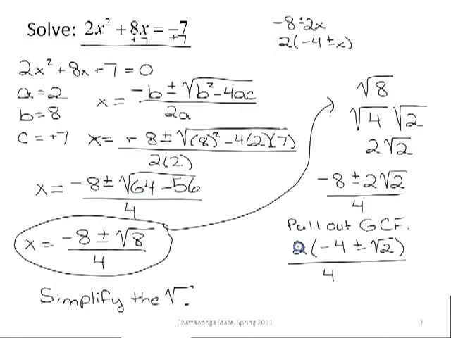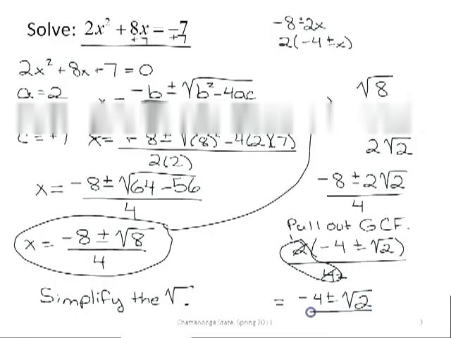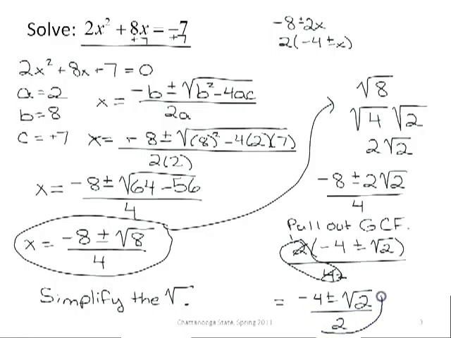Now once I have the numerator factored, I can then simplify this factor that I pulled out, the 2, with the 4 that's in the denominator. So each of these share a factor of 2. So when I remove a factor of 2 from both, I end up with -4 plus or minus the square root of 2 all over 2. And this would be my solution.